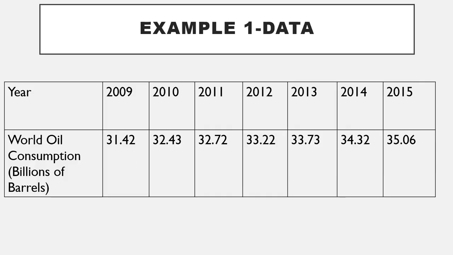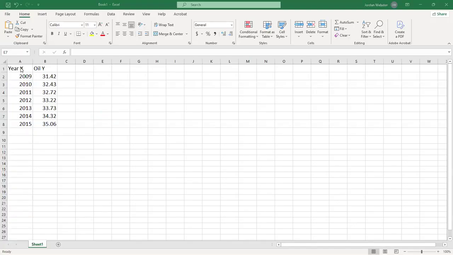Now, before I can find a least squares regression line in Excel, I input this data into Excel. So let's go ahead and do that. So here I've done that. I've put the year as my X value and the amount of oil in billions of barrels as my Y value. All right. Now I use the X values of the year.